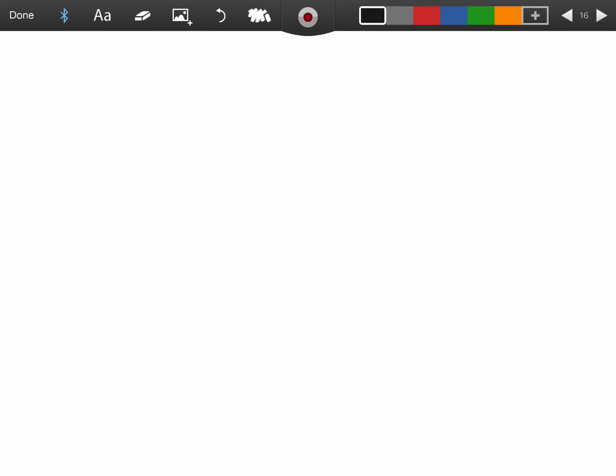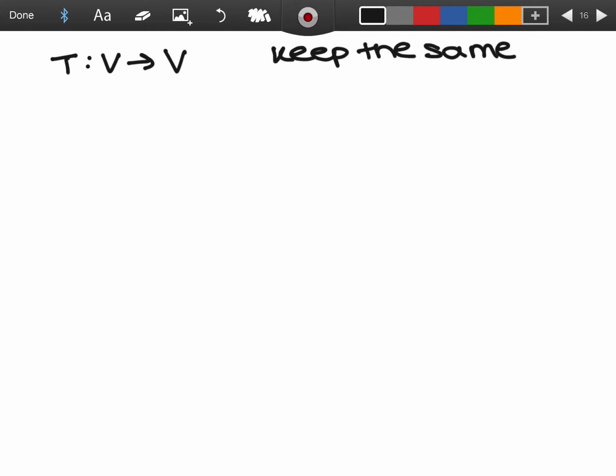A common case that we come across quite a lot is actually where you're mapping to the same vector space. So you're mapping from one vector space to itself. So we go from V to V, and we're going to stay within the same basis. So we're not going to change basis when we do this transformation. We're going to stick to that same basis for V. So we keep the same basis.